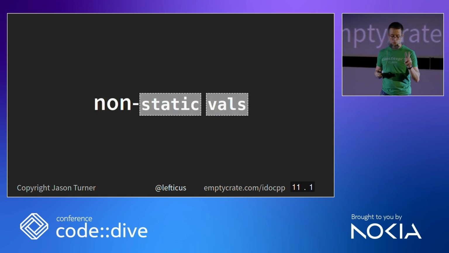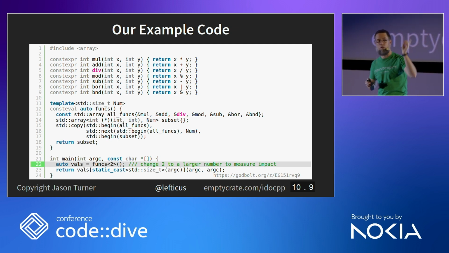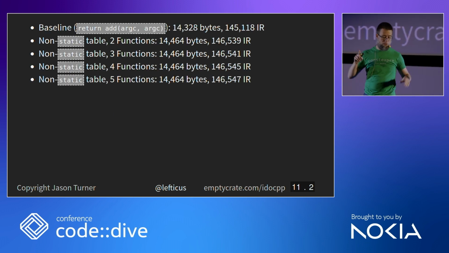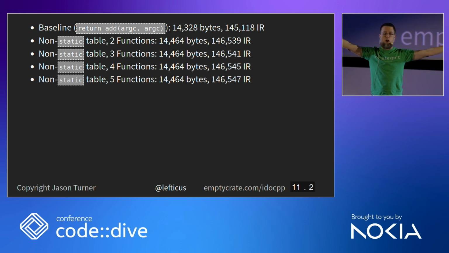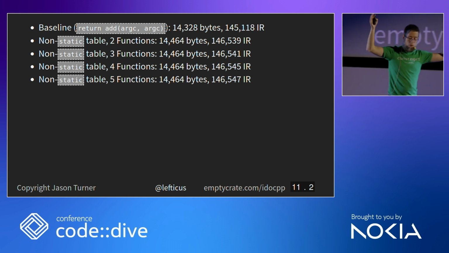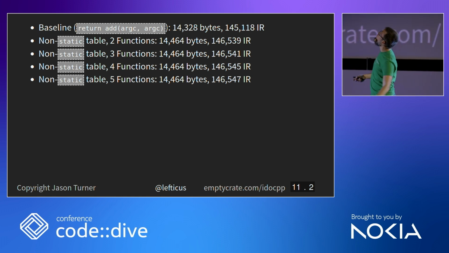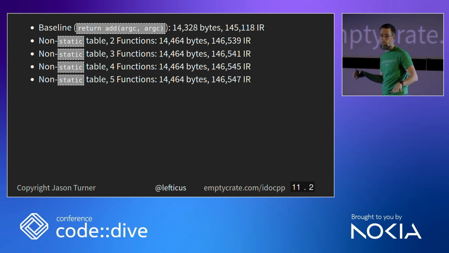I have done this in 2 different ways. I've done it this way with a non-static vals, and I have another table coming up with static vals. If I've got non-static vals, my baseline is, and this is just return add of argc, argc. Okay? So I always know which function's being called, so I've eliminated the cost of the add pretty much, but I still have an extra jump in there. Anyhow, 14,328 bytes for the actual binary, 145,118 instructions executed. I measured this with valgrind --tool=callgrind, okay?